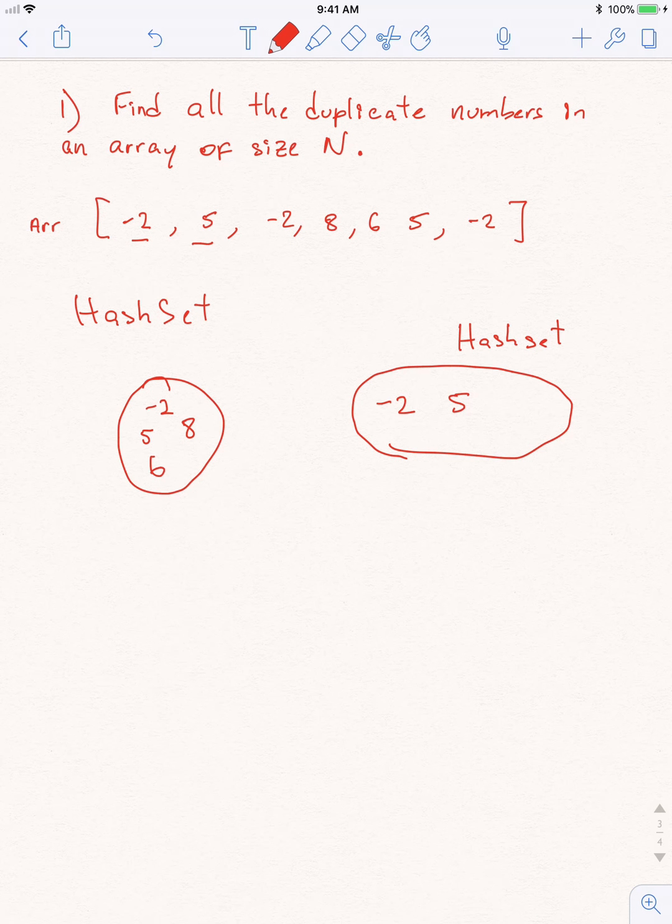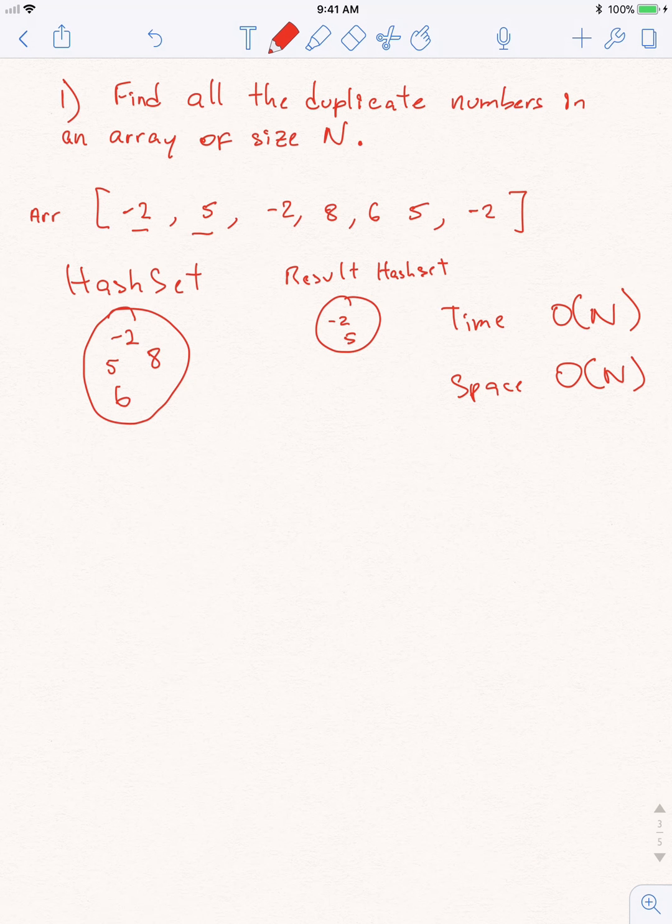So if you notice, we only went through the array once. That means that our time complexity is now O of n, but our space complexity is also O of n because we're using that extra hash set. So let's go ahead and write some pseudocode to see if we understand the algorithm.